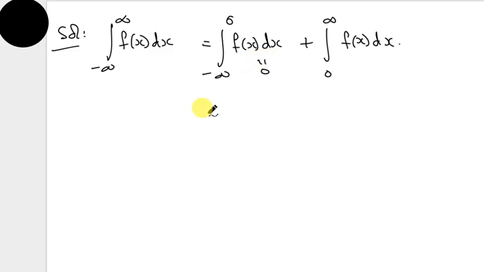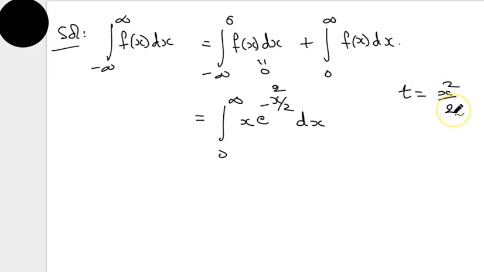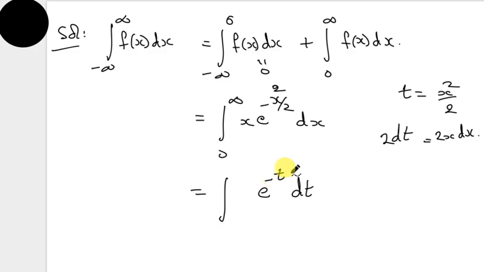Here this function value is 0. So this is integral 0 to infinity x e power minus x squared by 2 dx. How am I going to integrate this? Make a small substitution. Put t equal to x squared by 2. Then dt will be x dx. So this would become integral 0 to infinity, with x dx becoming dt, and I will have e power minus t.